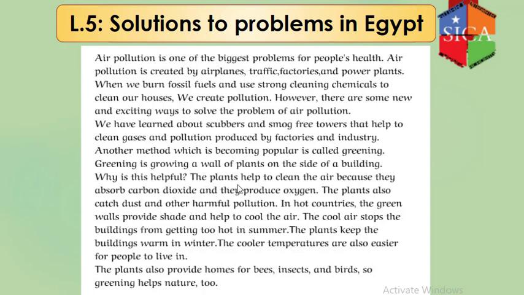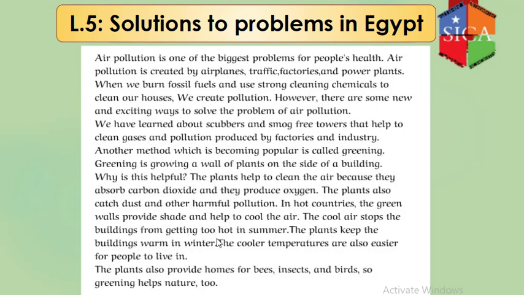Of course, we know that plants clean the air by this process of absorbing carbon dioxide and providing oxygen to us. The plants also catch dust and other harmful pollution. In hot countries, the green walls provide shade and help to cool the air. So if the weather is hot in some place, you can plant trees to provide shade to you in summer or in hot places. The cool air stops the building from getting too hot in summer.